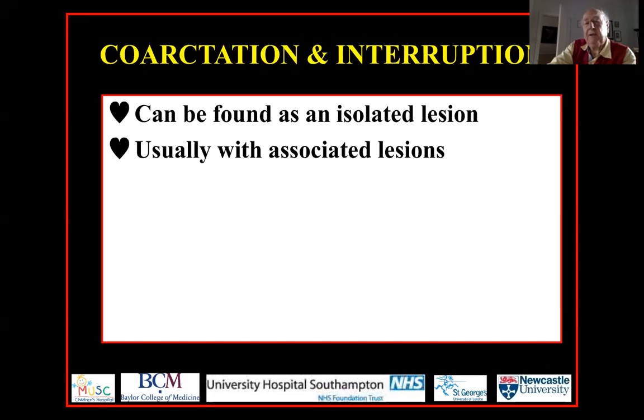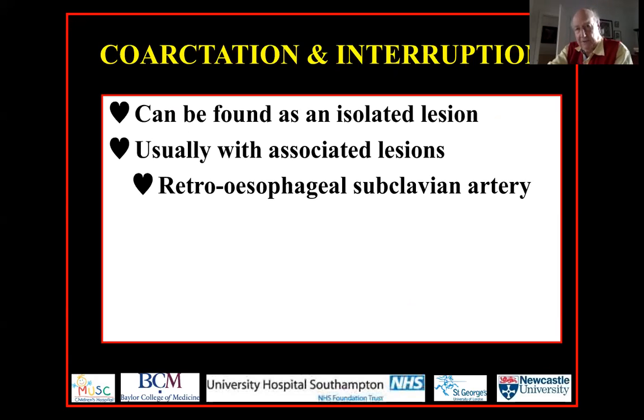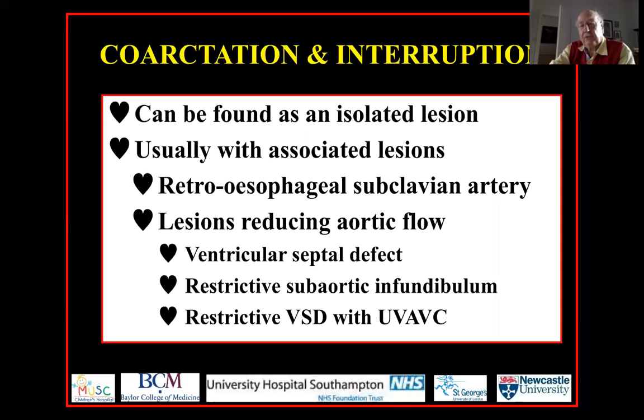But most typically, we find these lesions with associated lesions within the heart, and one of them outside the heart. I was a little bit ahead of myself there, because particularly important is retroesophageal origin of the subclavian artery. We're going to discuss how that comes about next week, because that is the commonest form of so-called aortic ring. But we can have that in association both with coarctation and interruption.